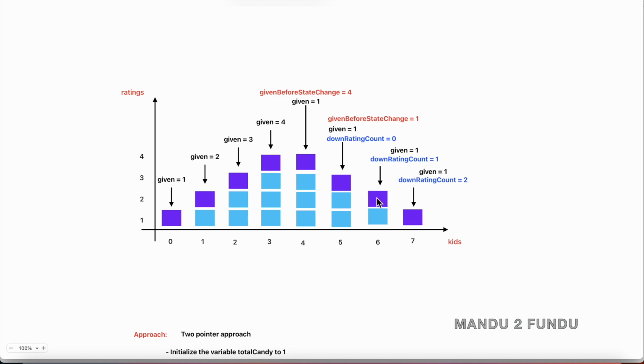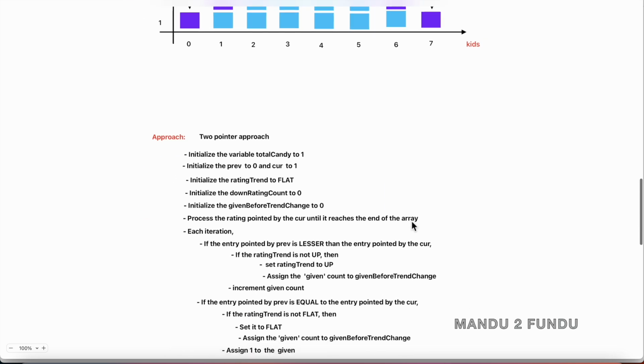So when we give candy to this, we have to increment 1 here and 1 here, right? So the down rating count is 1 plus the total. So if we add the down rating count plus the current given plus 1 candy given to the kid which is part of the previous trend, okay? So if we repeat that as we go down in the trending, we have to keep adding as many candies as the number of kids present in that trending down. So that's what I have written here.